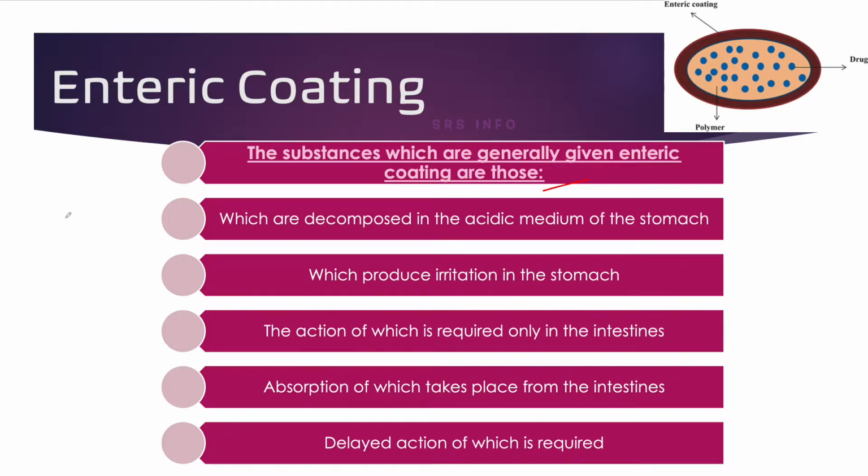This is a very important topic. Which types of drugs are given the enteric coating? Those drugs which are decomposed in the acidic medium of the stomach. That means the stomach has an acidic medium, but we don't need the decomposition of the drug in the stomach. We need its disintegration in the intestine. So when these drugs enter the acidic medium of the stomach, there is a possibility of disintegration. To avoid this disintegration, we give enteric coating.